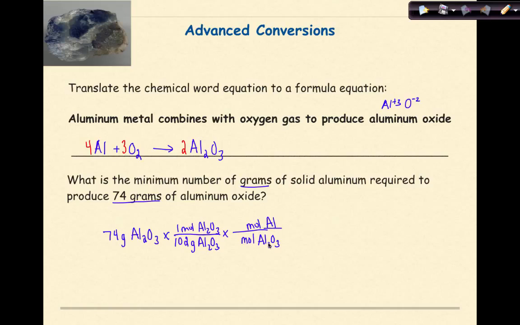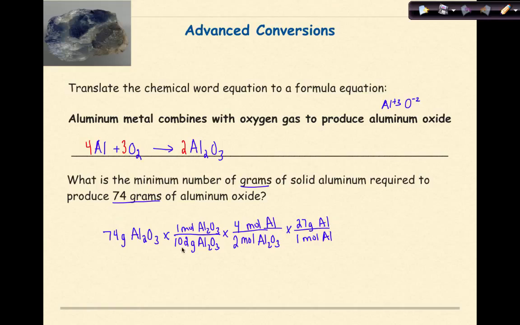And just like a mole-to-mole problem, I'm going to look back at my coefficients from my balanced equation, and I'm going to see that I'm going to have a 4 on top, matching this 4 right here, and a 2 on the bottom, matching this 2 right here. So now I'm out of Al2O3 and I'm into moles of aluminum, but I don't want moles of aluminum, I want grams of solid aluminum. So the last step here will be to get from 1 mole of Al and get to the mass of Al. So 27 grams of Al.